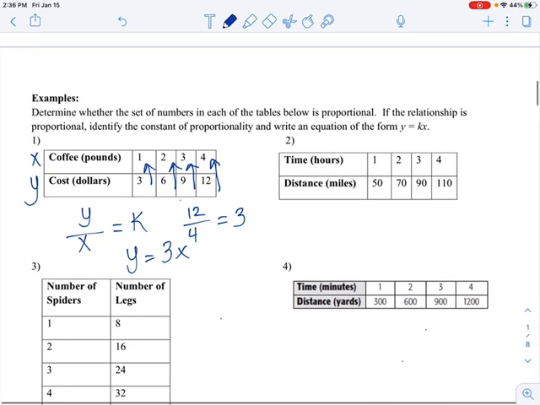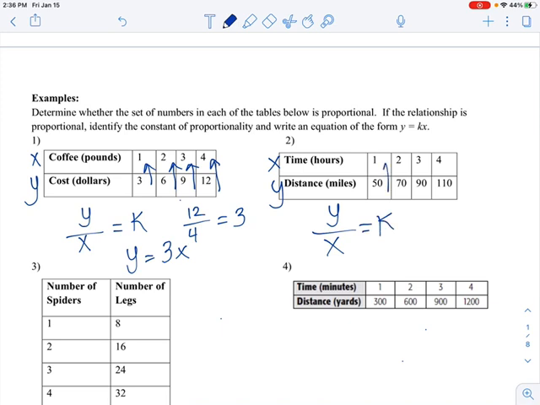All right, look at distance in miles and time in hours. This is your x, this is your y. Y divided by x equals k. So you want to divide all of these. You will notice they do not all equal the same amount, so this one is non-proportional.